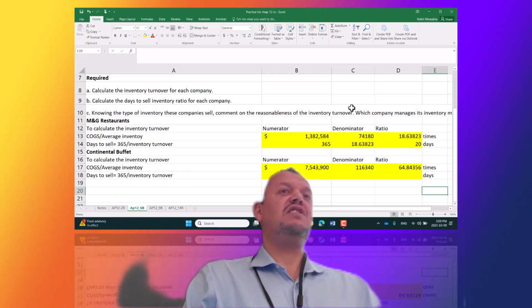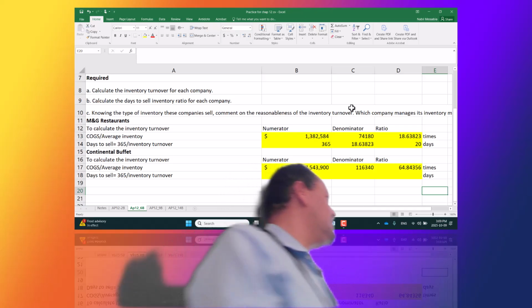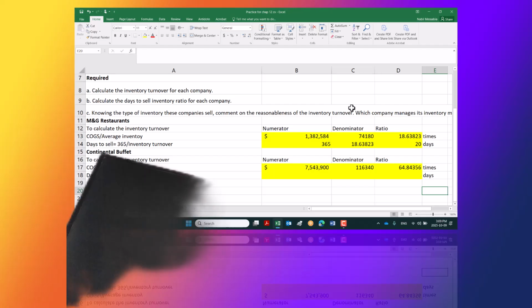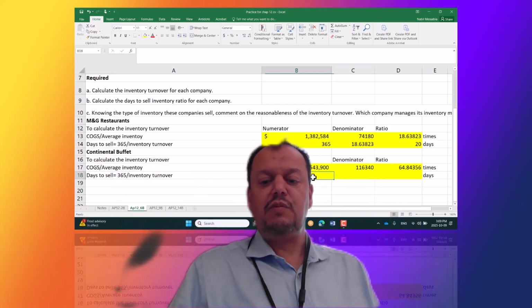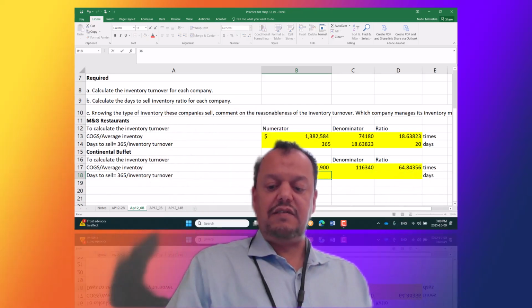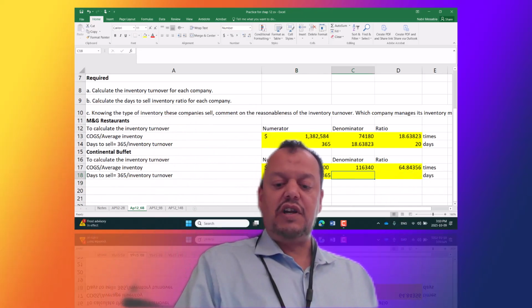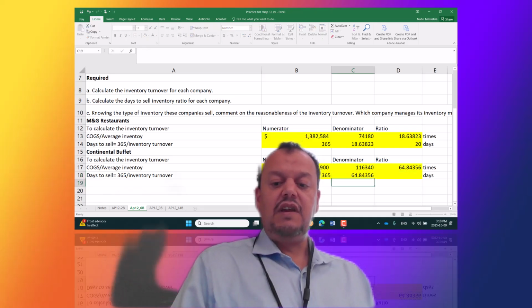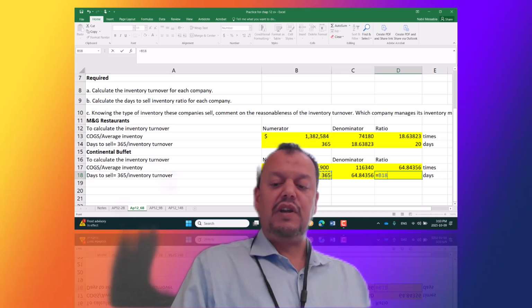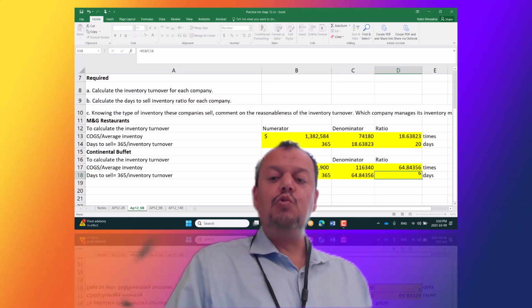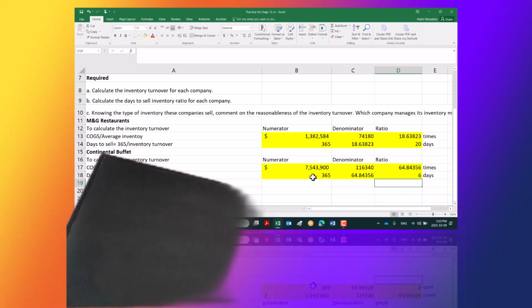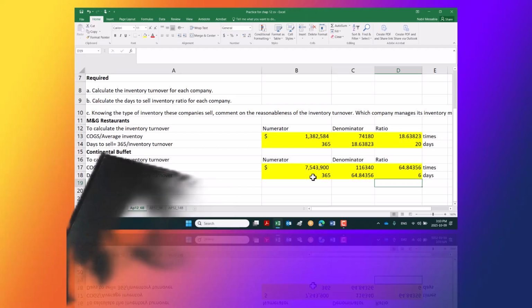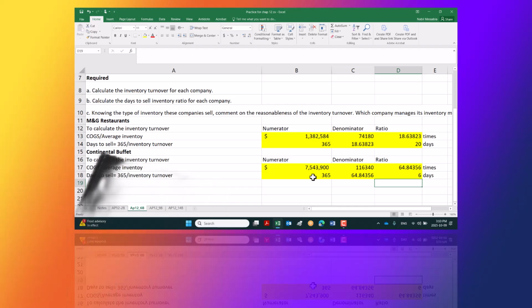To make it easier to understand and to interpret, the practice is to convert, instead of times, convert it into days. Okay? It is better to compare days rather than times. So all I have to do is to put in the numerator the number of days of the year, 365, divide by that ratio we have just calculated, 68 times, and then we can conclude that this company will renew their inventory every 6 days. This company renewed inventory every 20 days. This one, their inventory rotation is every 6 days.